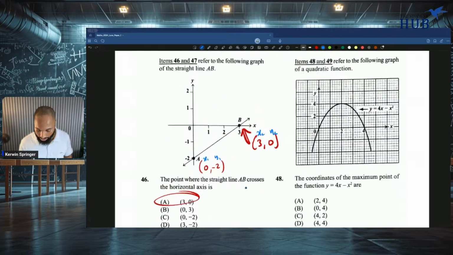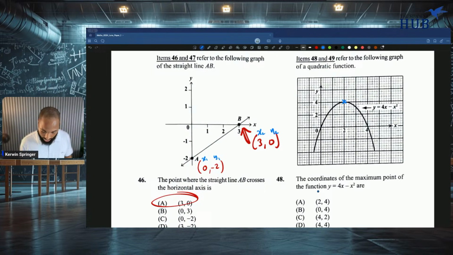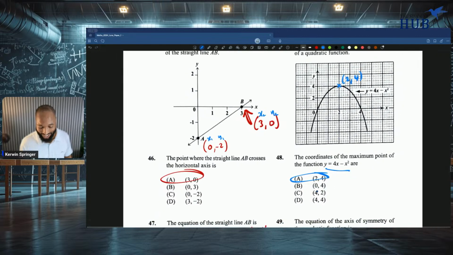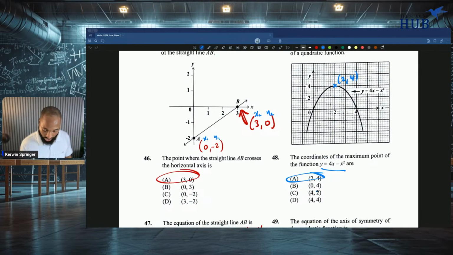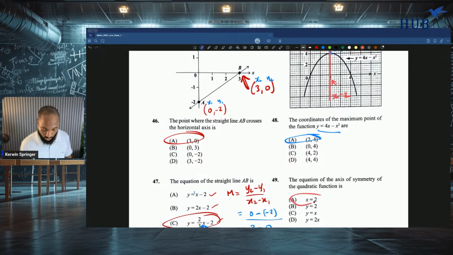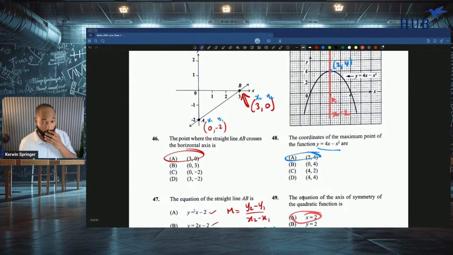The coordinates of the maximum point of the function, up here, is clearly (2, 4). 3 marks if you ask me. And the equation of the axis of symmetry of the quadratic function, more 3 marks, that's this line they're referring to. They split it into the axis of symmetry. That's cutting exactly through 2. All along this line, x is equal to 2. And wouldn't you know, that's the equation of the line: x is equal to 2. 3 marks, questions 48 and 49.